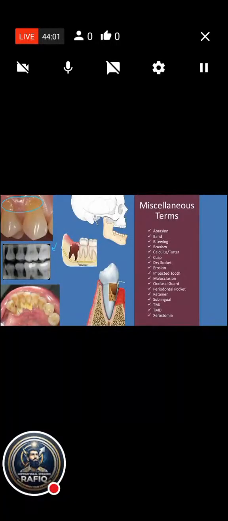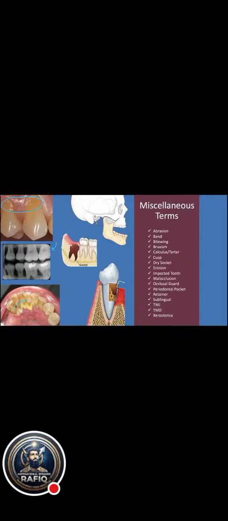Calculus or tartar refers to a hard deposit of minerals coated with plaque that can build up on the teeth and cause gums to get inflamed. The most common place for it to accumulate is the lingual surfaces of the lower incisors. And this is the stuff that's scraped off when a dentist cleans your teeth.